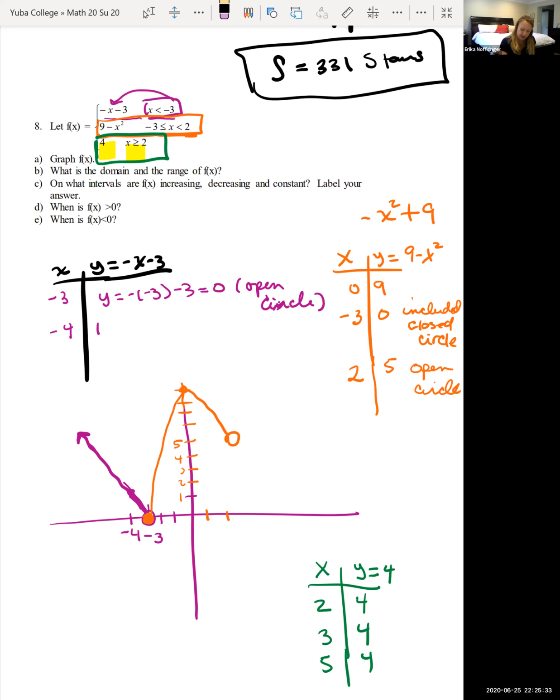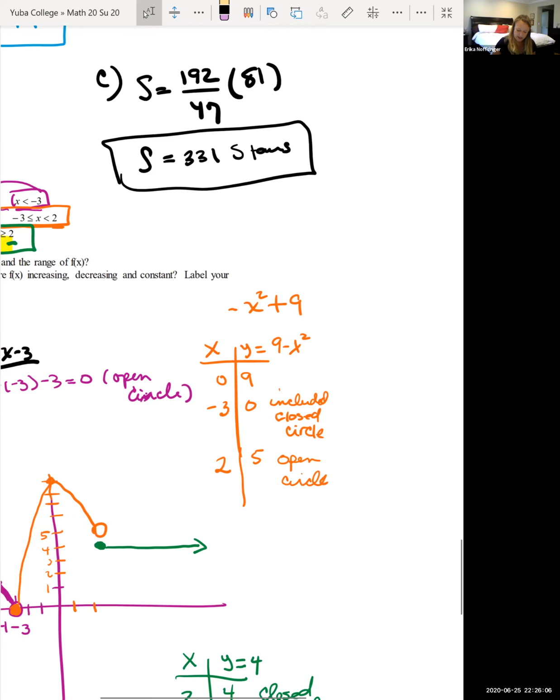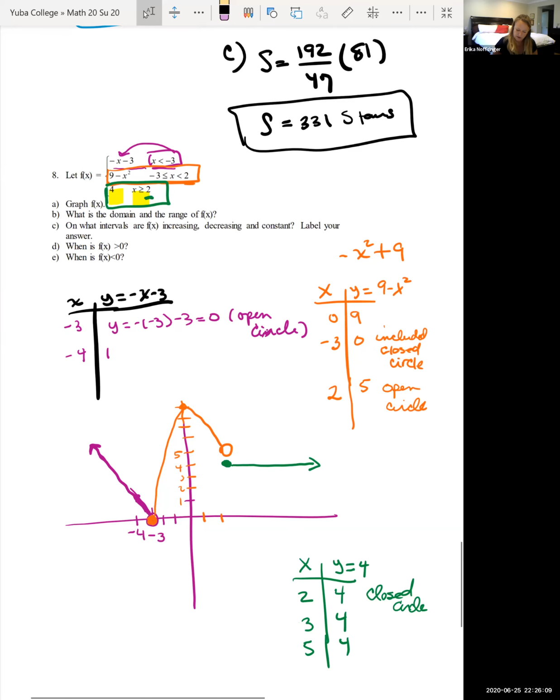2 is included, so we're going to have a closed circle here. At 2, I have a positive 4, so it's a closed circle right below that open circle, and it's a horizontal line looking like this. So putting all the pieces together, we graphed it. Now we should be able to answer all the different questions: domain, range, increasing, decreasing, anything else that is thrown at you.